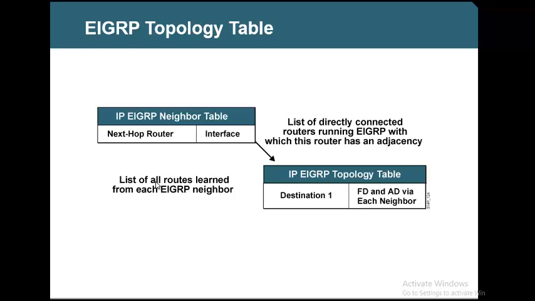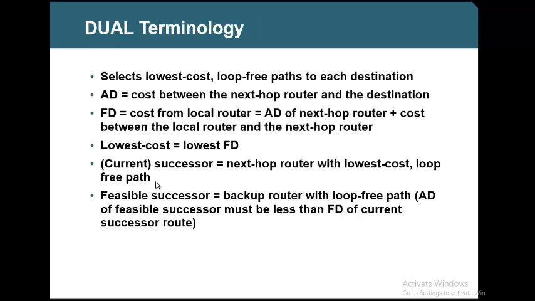Successor is a primary path. Feasible successor is a backup path. The topology table now needs to find out the feasible successor, so it uses the feasibility condition. Now let us go back one page. You see, when we finish learning this page, you will know what feasibility condition means.